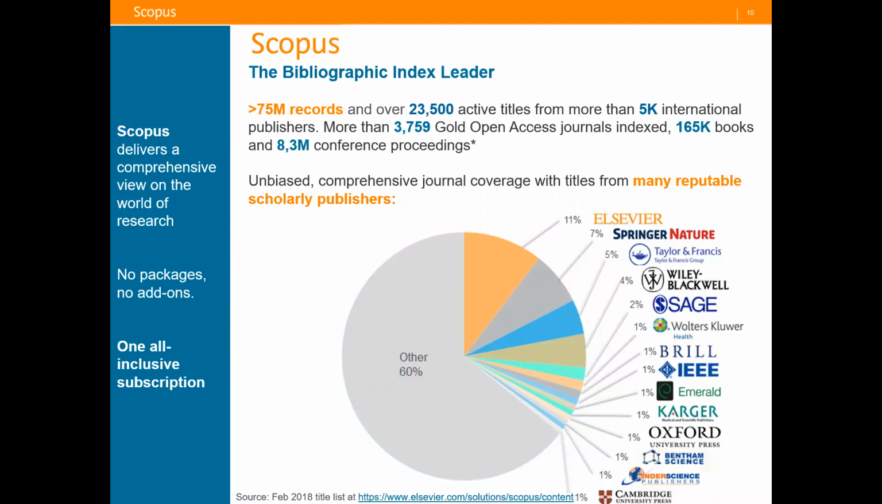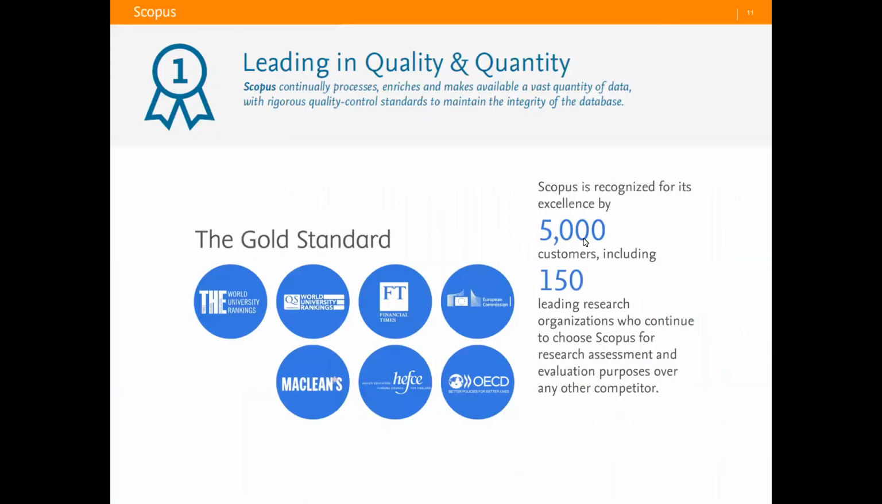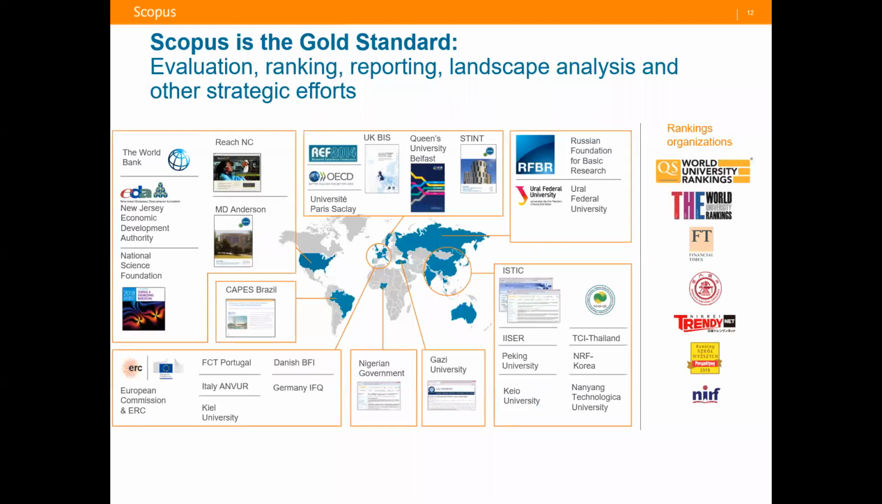7% of content comes from Springer Nature, 5% from Taylor and Francis, 4% from Wiley and Blackwell, 2% from Sage, 1% from Wolters Kluwer, 1% from IEEE, Oxford University Press, for instance. We have been working together with quite a number of international organizations, including Times Higher Education World University Rankings, the QS World University Rankings, Financial Times, and OECD, as well as Maclean's. These are some of the global organizations that we have been working with. So Scopus is very widely used and collaborative with the rest of the world.